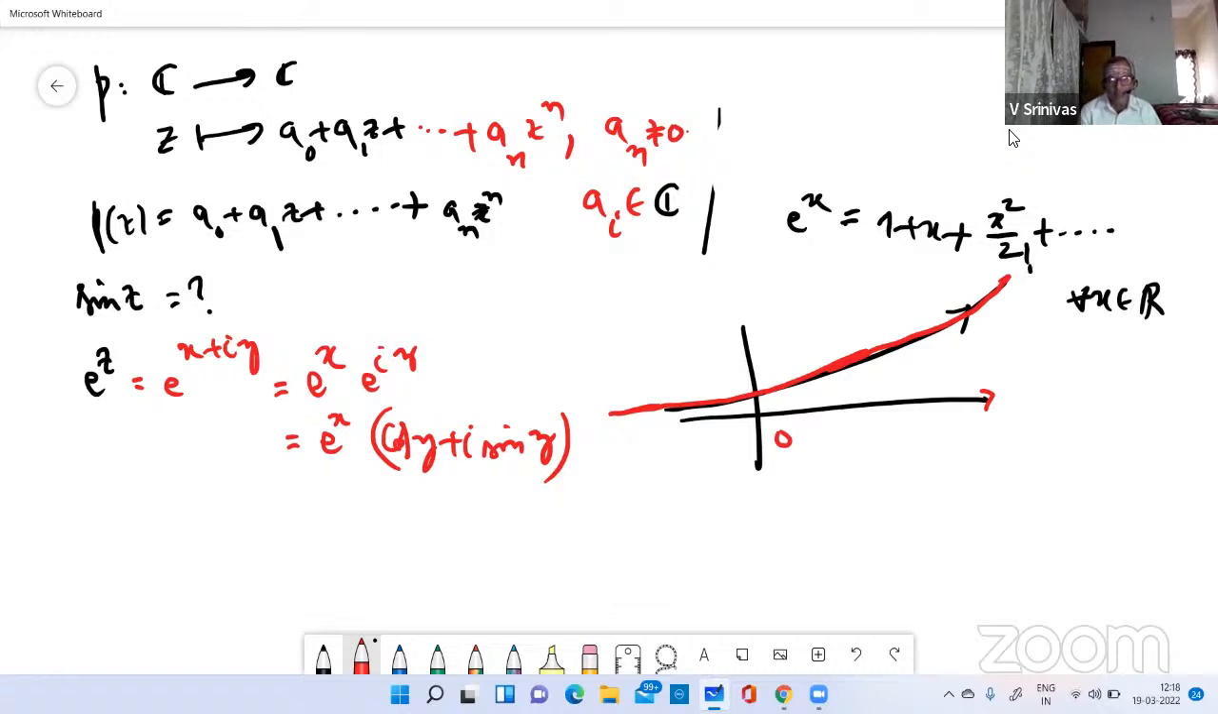And this is a real number. e power x is a real number. So a real number times a complex number is a complex number. So this is a complex number.